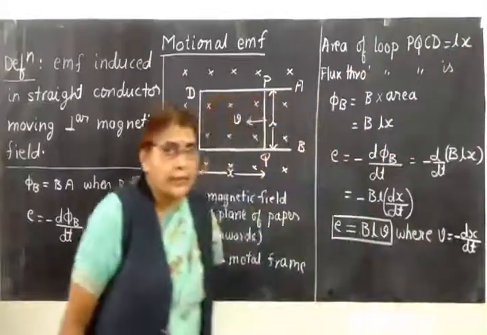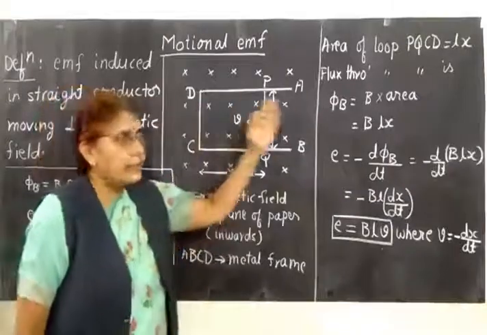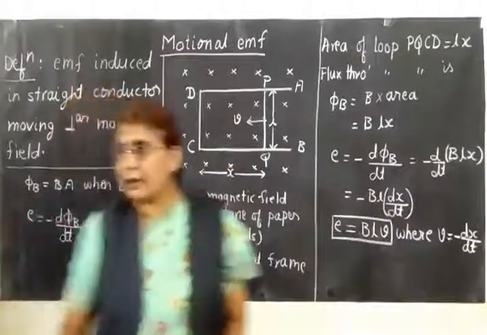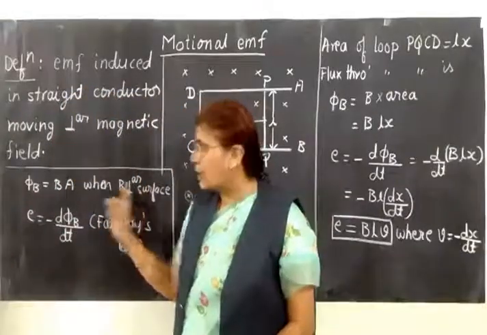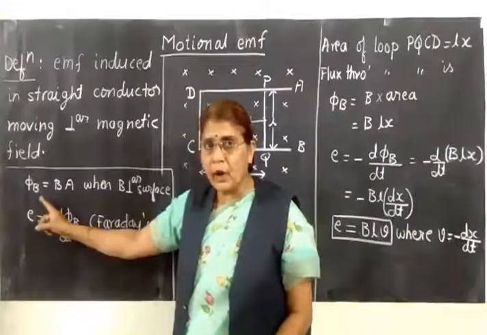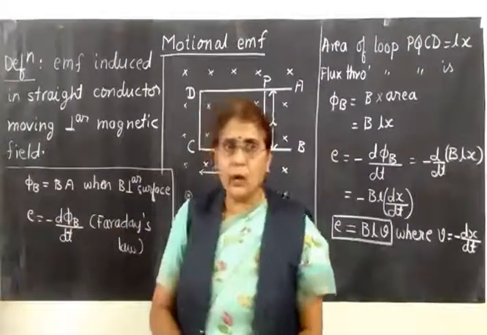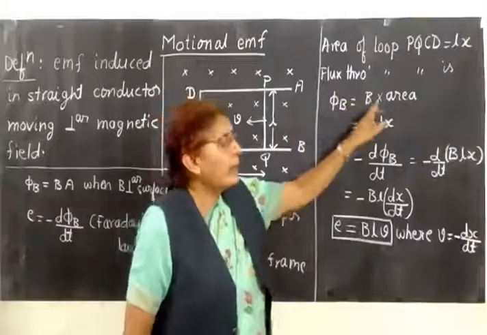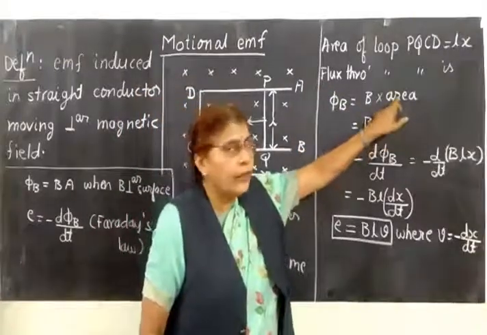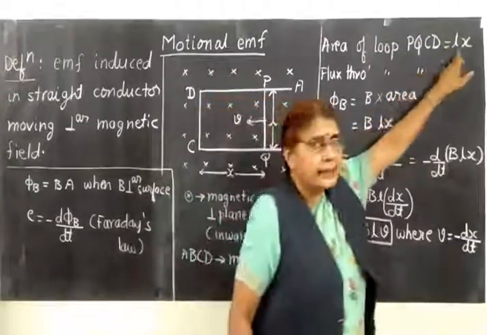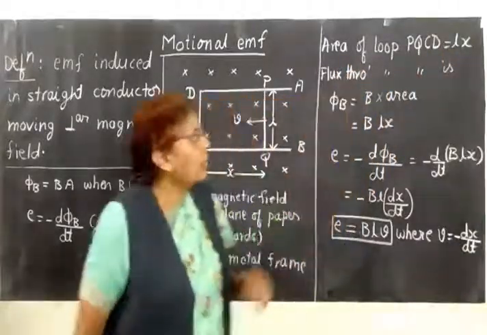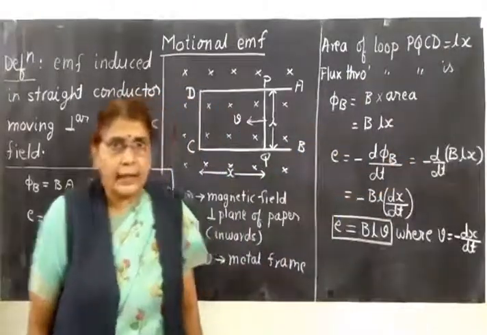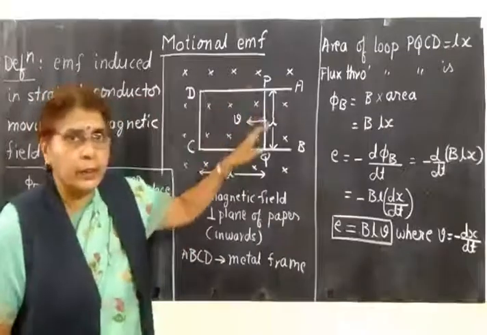Now, what is the direction of the magnetic field? This loop is in the plane of the board and the magnetic field is perpendicular to it. Whenever the field is perpendicular to the surface, the flux through it is given by the product of magnetic field and area. So the flux through this loop is B into area. Put the value of area, which is Lx. So the flux through this loop is B into Lx. This is the magnetic flux linked with the PQCD loop.